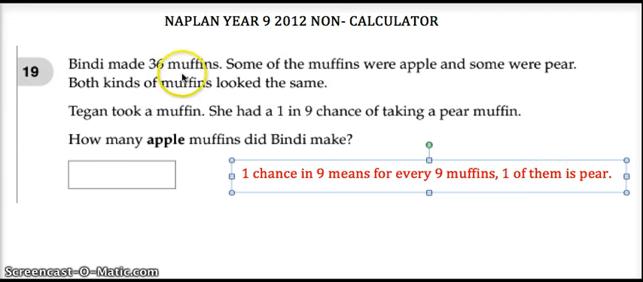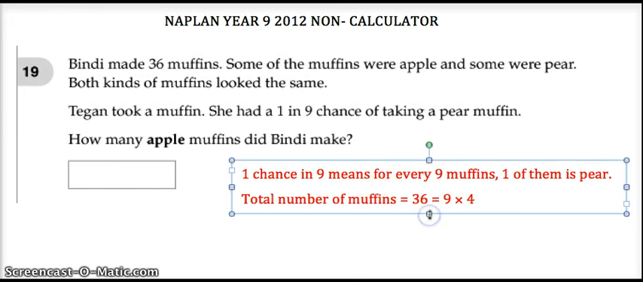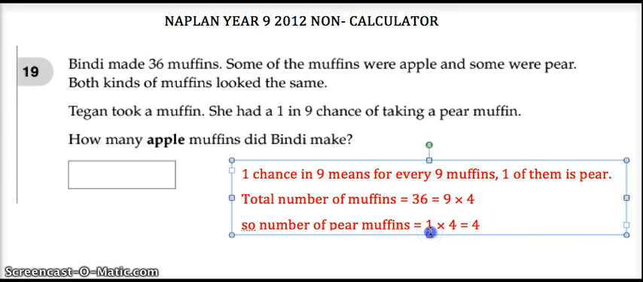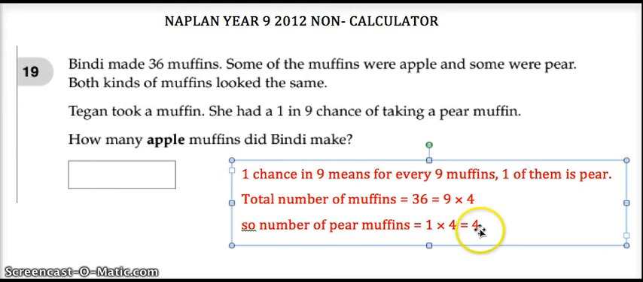Now we know that there were 36 muffins, and we also know that 9 times 4 is 36. So, because there's 1 out of every 9 muffins that is pear, the number of pear muffins is 1 times 4, which is 4.